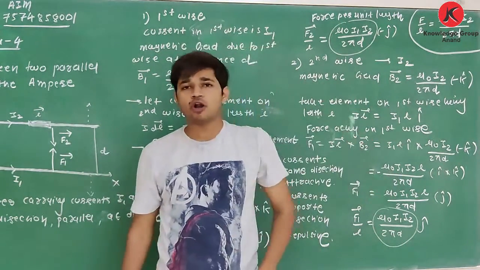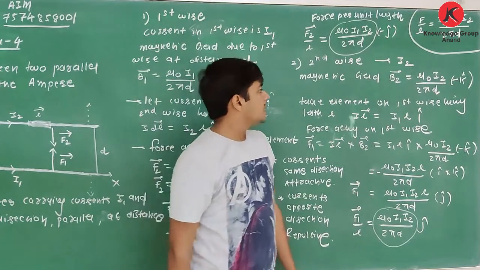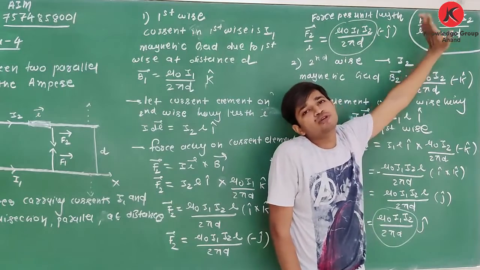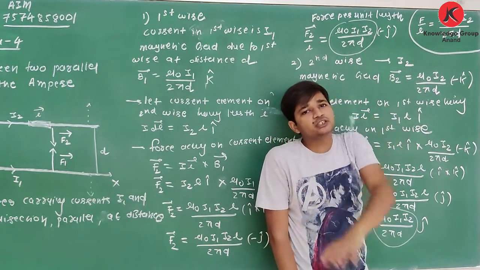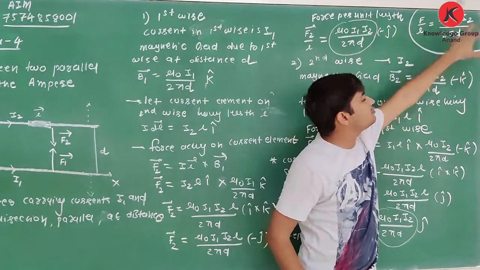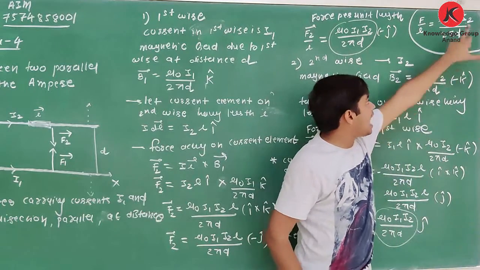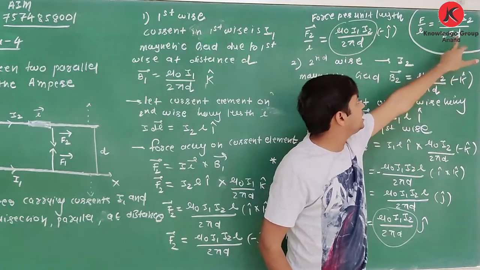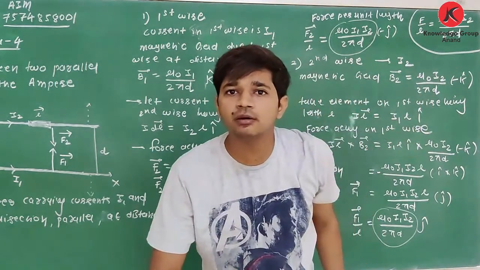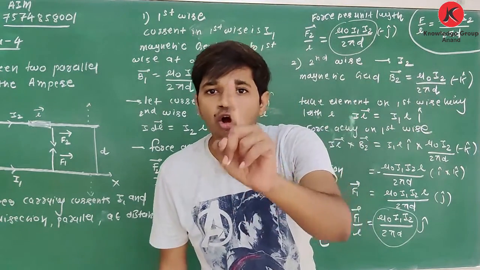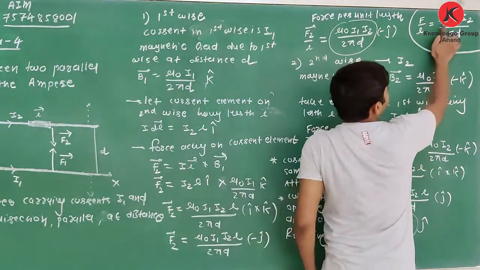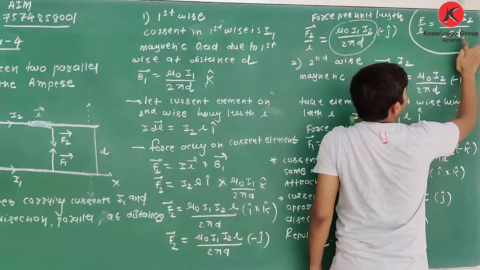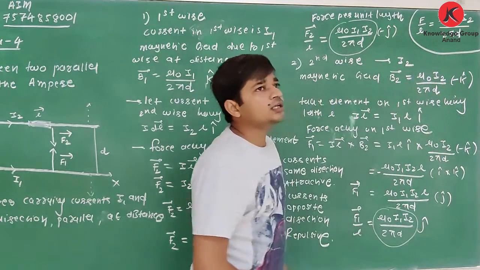The ampere means what? See, here it is. If in this equation you put the value of mu 0, that is 4 pi into 10 raised to minus 7, I1 is 1 ampere, I2 is 1 ampere, 2 pi as it is, and d is 1 meter. Clear about this? The value of L is also 1 meter. Mu 0 is 4 pi into 10 raised to minus 7, then 1, 1, 1 and 1. Then what will you get?